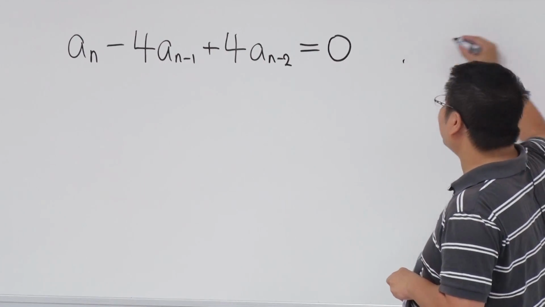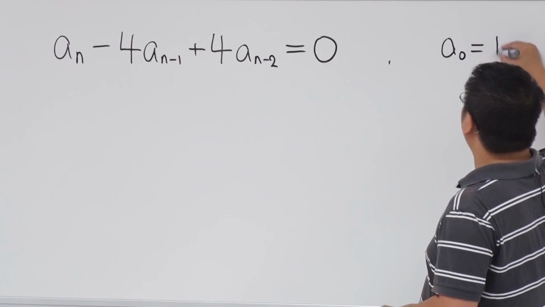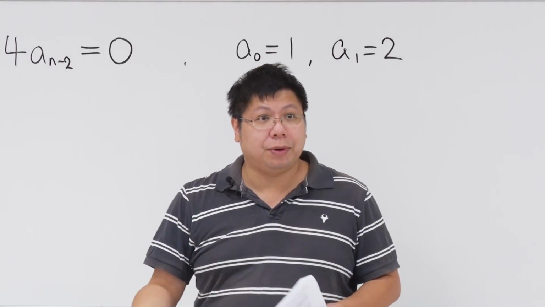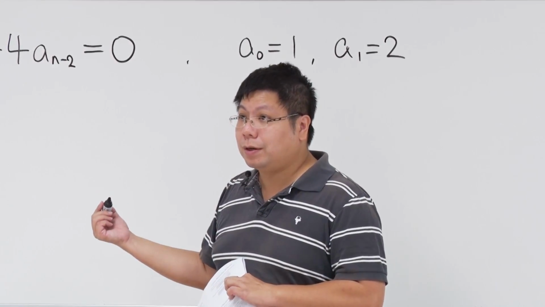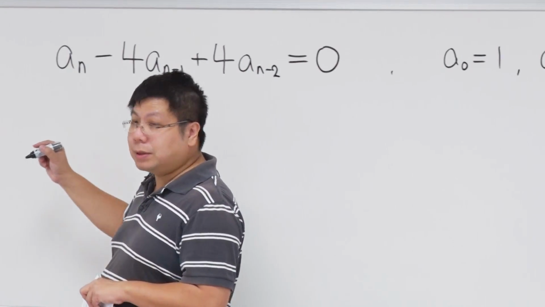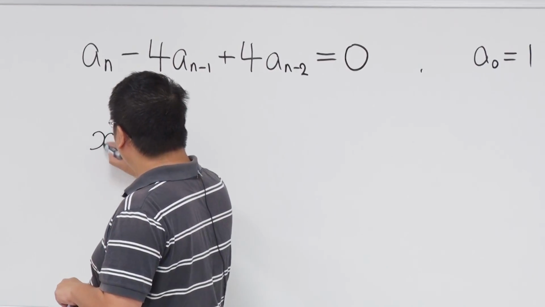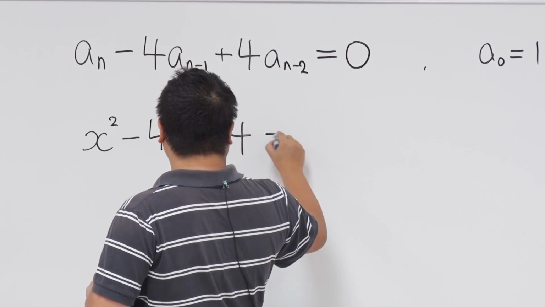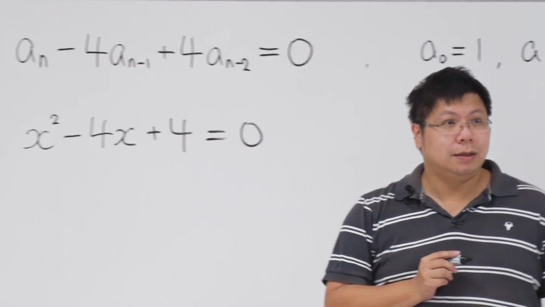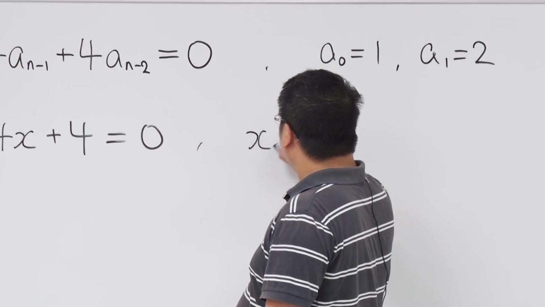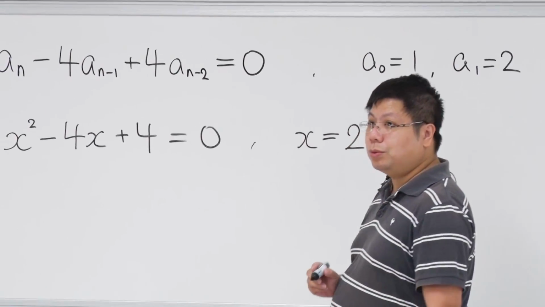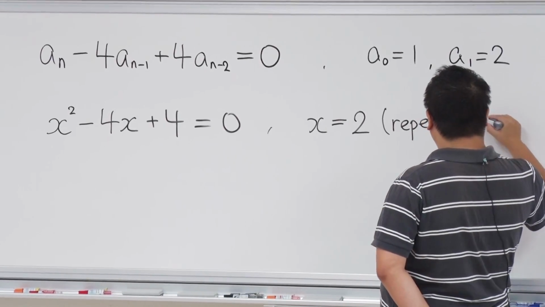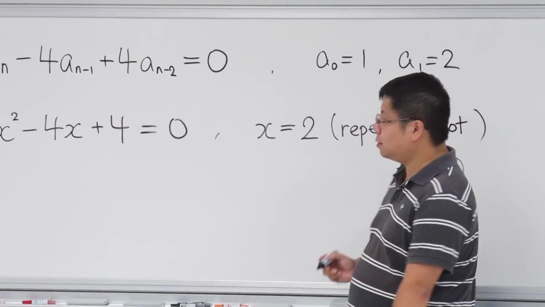So if I fix the values, let's say a0 is equal to 1 and a1 is equal to 2, then we will be able to compute a2, a3, and a4. But if you look at this characteristic equation, it will be x squared minus 4x plus 4 is equal to 0. Okay? So x will be equal to 2, and this 2 is a repeated root.